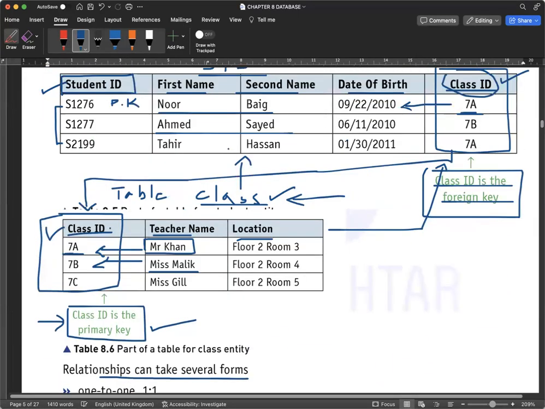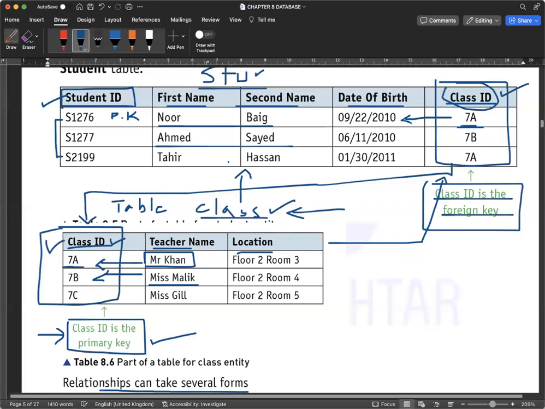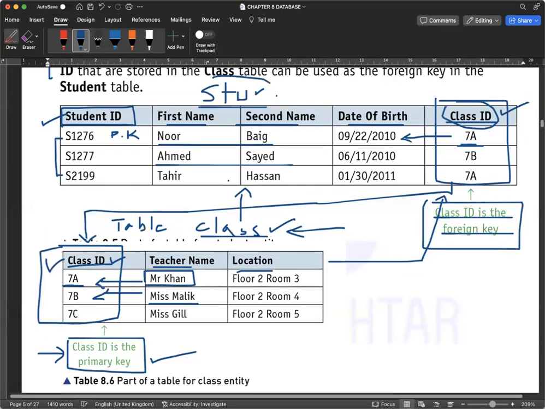Look, this is the class table. You can see class ID here. This class ID is copied from the student table above. This is your student table. So look, this class ID is connected here, and the class ID is depended upon here. Everything is dependent on class ID. That is the reason it is many to one.